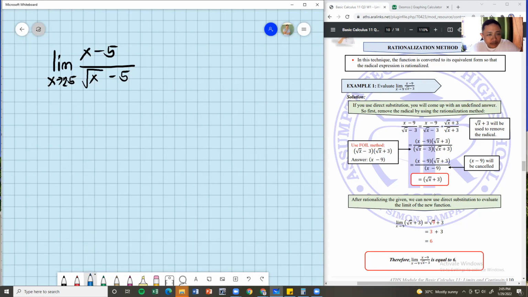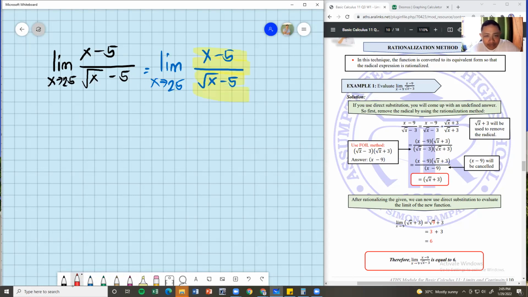So to do that, we have to change it to limits. Lagyan na natin yung as x approaches 25. And then we will move on with x minus 5 over the square root of x minus 5. Okay? So for us to rationalize, this is what we will be focusing on. Focus lang tayo dito. Okay?